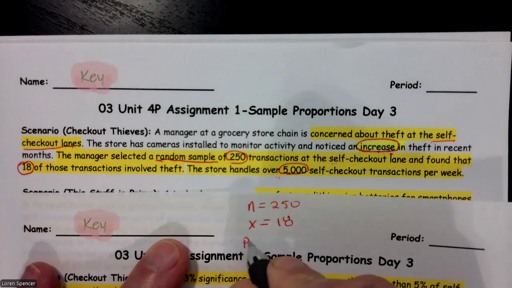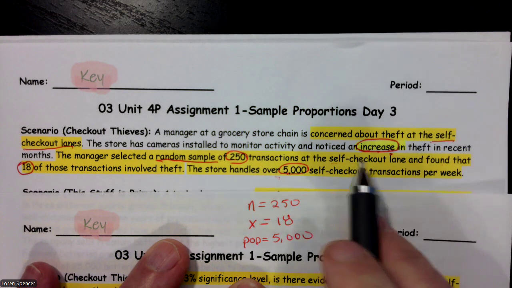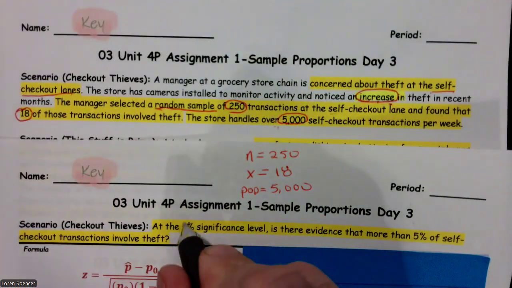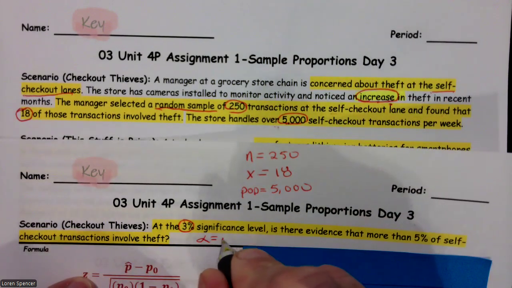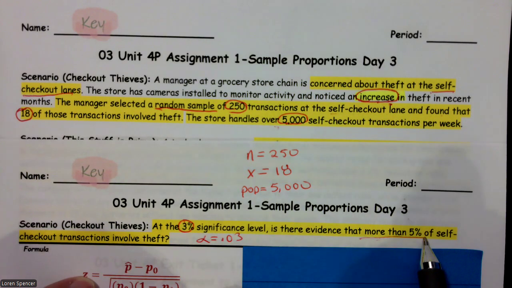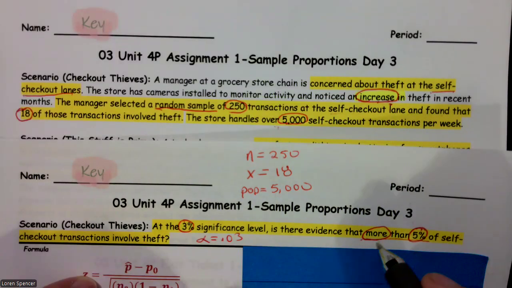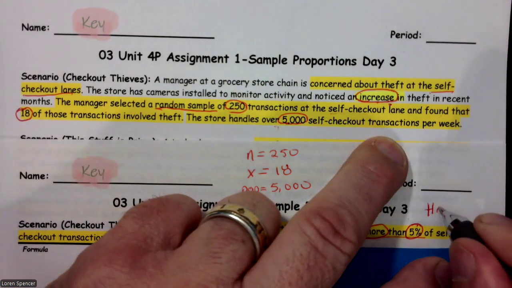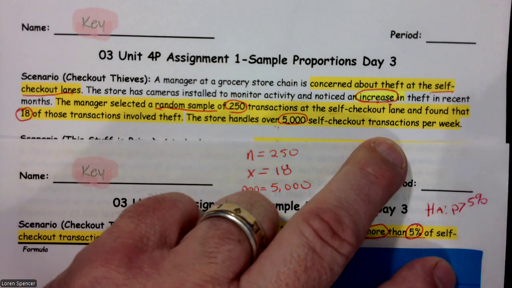The store handles over 5,000 self-checkout transactions. So it sounds like we have a population of about 5,000, and that's going to be important for conditions. It says at the 3% level. So we know at this point we have an alpha equal to 0.03. Is there evidence that more than 5%? So we're making a comparison to 5%, and we have the word more. More tells me we're looking for a greater than. So our alternative looks like it's going to be p is greater than 5%.